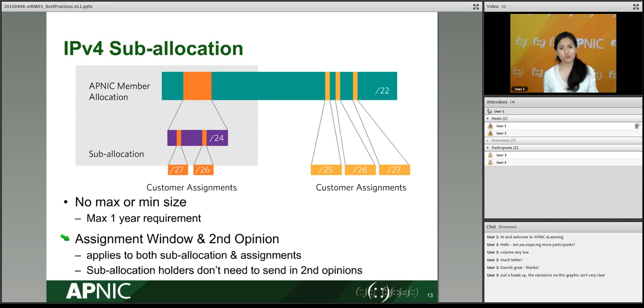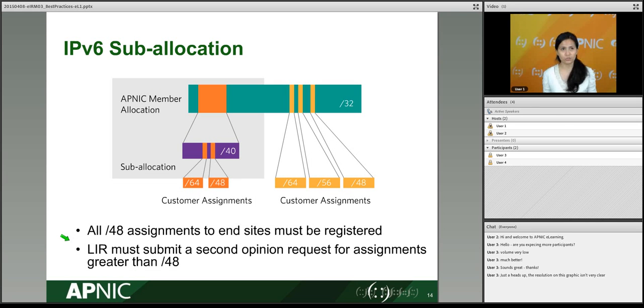And every year, on the anniversary of your membership, that assignment window is also reviewed and sometimes increased. All right. So those two things are important when you're doing sub-allocation. With IPv6, on the other hand, there is no particular requirement that asks you to do a second opinion request. However, the only thing that you can see in the policy documents right now is that all /48 assignments going to your end user customers must be registered.